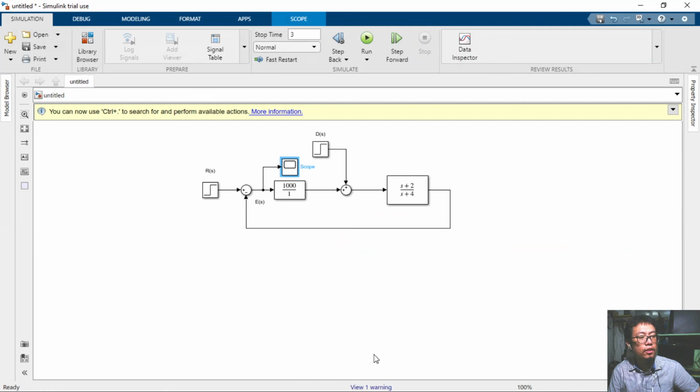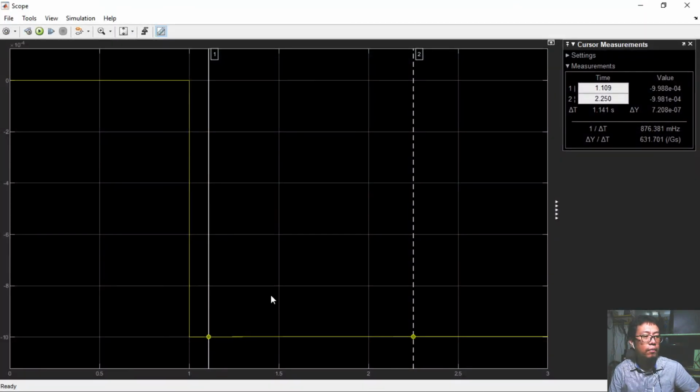We then simulate our system to determine our error. Again, this is your plant, this is your controller, and then we measure the error here. After executing the system, we will have the following output response plot for your error signal. Your error signal measures negative 9.981 times 10 raised to negative 4.